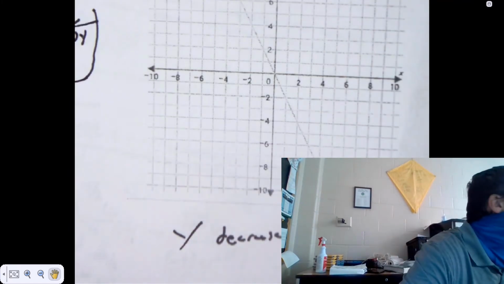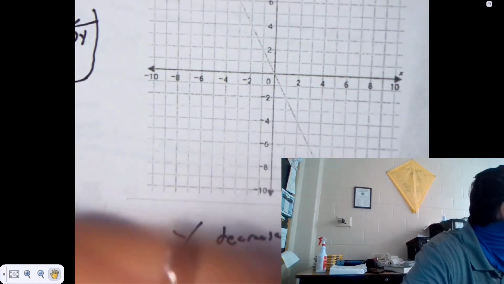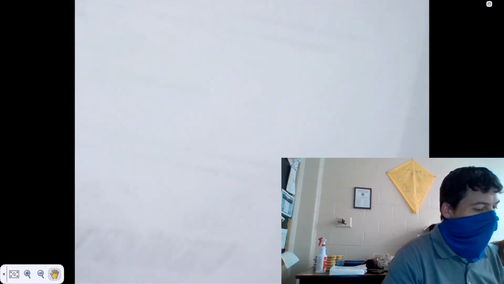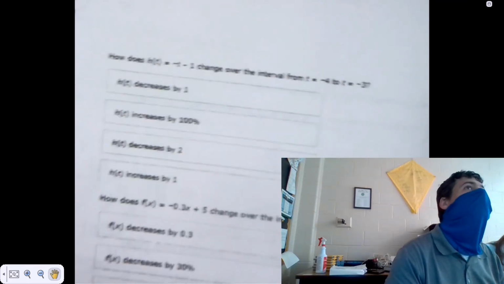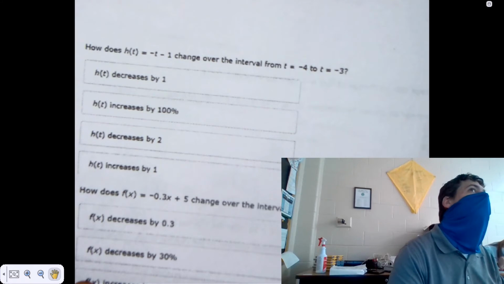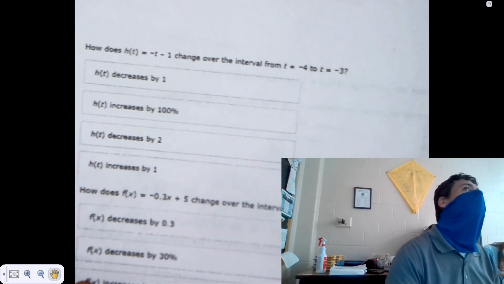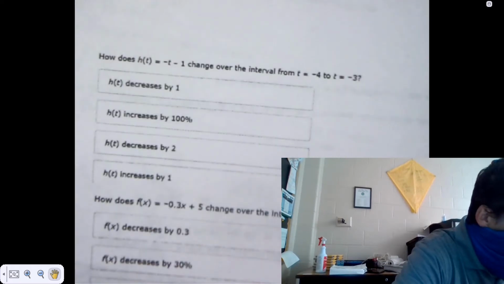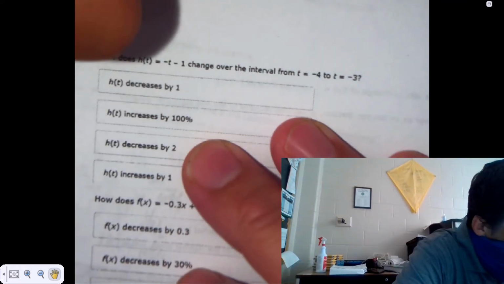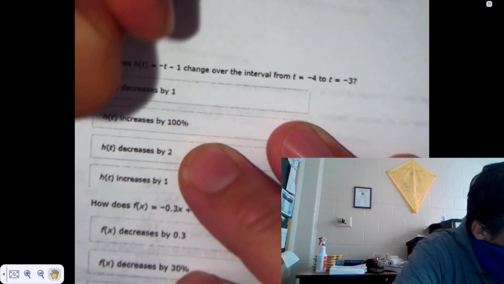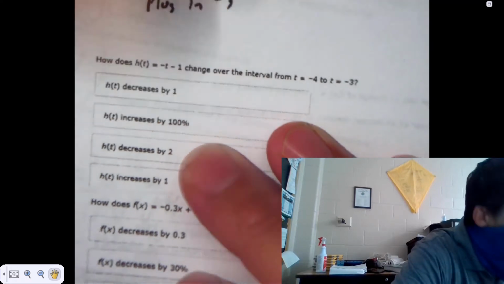Now, after a while, they get away from graphs. That's all they do. And what they do is they start giving you simple word problems like this. How does h of t equals negative t minus 1 change over the interval from negative 4 to negative 3? Now, what you're supposed to do is plug these numbers in. That's what we'll do. We'll plug in a negative 4. We'll plug in a negative 3. And we'll just see what happens.